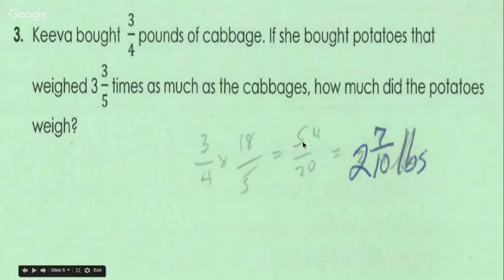I did not show my work for this, but changing 54/20, you would have to divide 54 by 20. You would get 2 remainder 14. So that would be 2 and 14/20 that you would then need to simplify to 2 and 7/10. So 14/20 would have to change into 7/10. And then don't forget the label. We're talking about pounds of cabbage, so we're talking about pounds of potatoes. So Kiva would have bought 2 and 7/10 pounds of potatoes for question number 3.